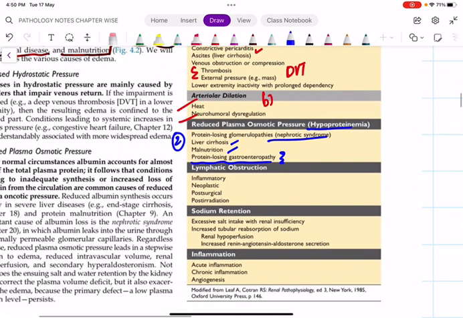Then the third cause is lymphatic obstruction. Lymphatics also play a very vital, crucial role in maintaining the balance. Yes, it prevents the edema formation. Whenever there is lymphatic obstruction due to inflammatory or neoplastic causes, elephantiasis and all, there will be lymphatic obstruction.